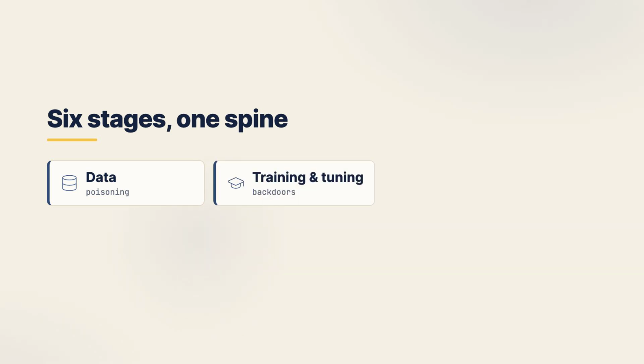Stage 2 is training and tuning, where data becomes weights. Compromise the process, the labels, or a fine-tune, and you get a backdoored or trojaned model that looks perfectly normal until a trigger fires. Also episode 8. Stage 3 is the model and its weights, the actual artifact. Weights are exfiltratable intellectual property and a forgeable asset, and a malicious model pulled from a hub is simply code you chose to run. That's model theft, tampered weights, and supply chain, covered in episodes 5 and 9.